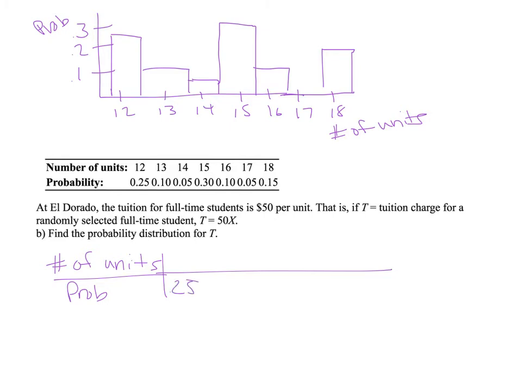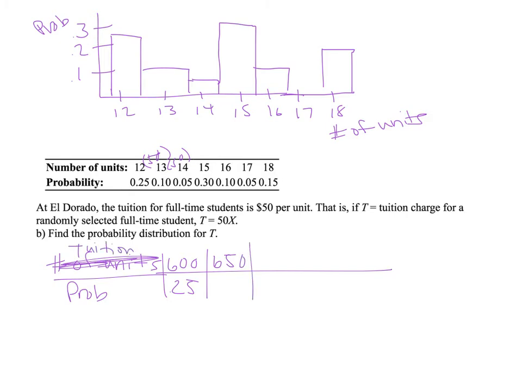So what we're going to do, all you need to do, you keep the probabilities the same. 12 units, all you do with the 12 is you multiply that by 50, and you're going to do the same thing for all of these. All you do is you multiply each number by 50, and that's going to give you, this shouldn't be number of units, actually this should be tuition. Sorry, that was my mistake.